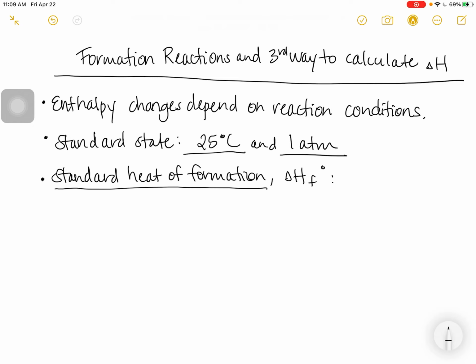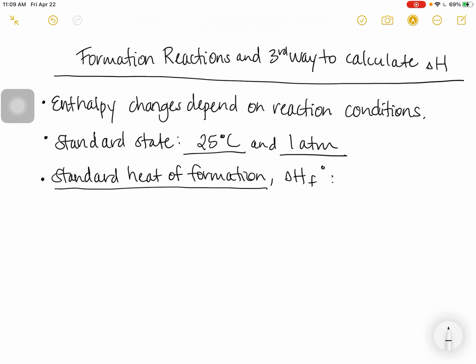Okay, this video is on formation reactions and then using formation reactions as the third way to calculate delta H or enthalpy for a reaction. Okay, so the background information before we get into formation reactions is that enthalpy or heat for a reaction, the change during that reaction depends actually upon the conditions in which the reaction is occurring. So for that matter, we can end up with different delta H values if reaction conditions are different.